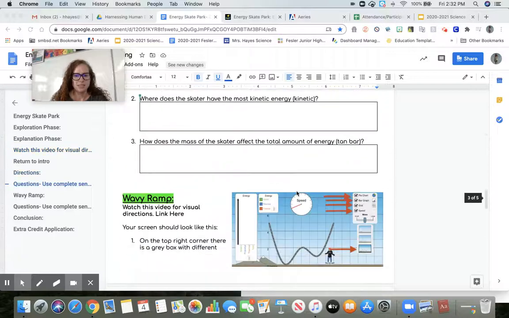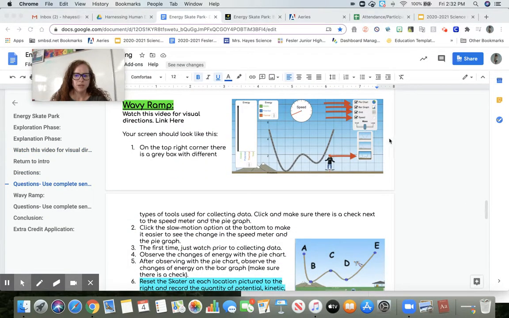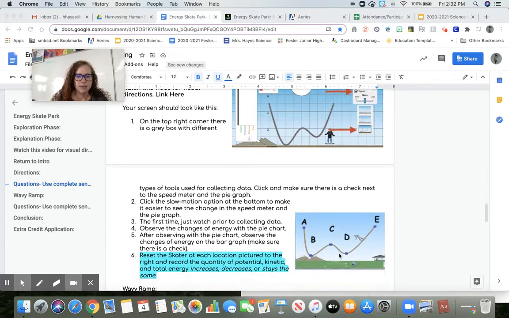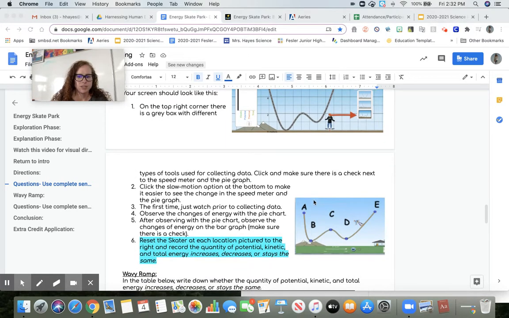All right, so last video here. We are going to go to the wavy ramp right here. That's the one at the bottom. We're again going to make sure all of our boxes are checked. And now that we should have got the hang of it, it should go a little faster.